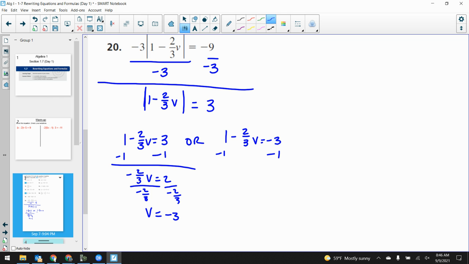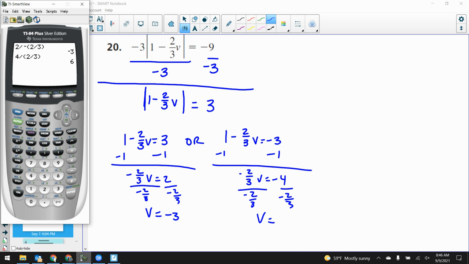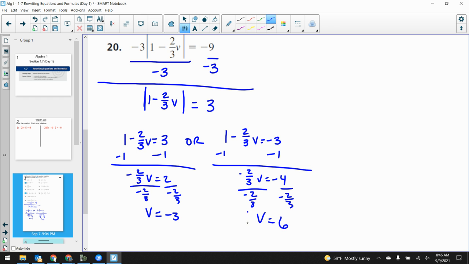Then I subtract the 1 from both sides. I get -2/3 v is equal to -4. And when I divide by -2/3, that's going to turn it positive. 4 divided by 2/3 is 6. So those are my two solutions here. 6 or -3.